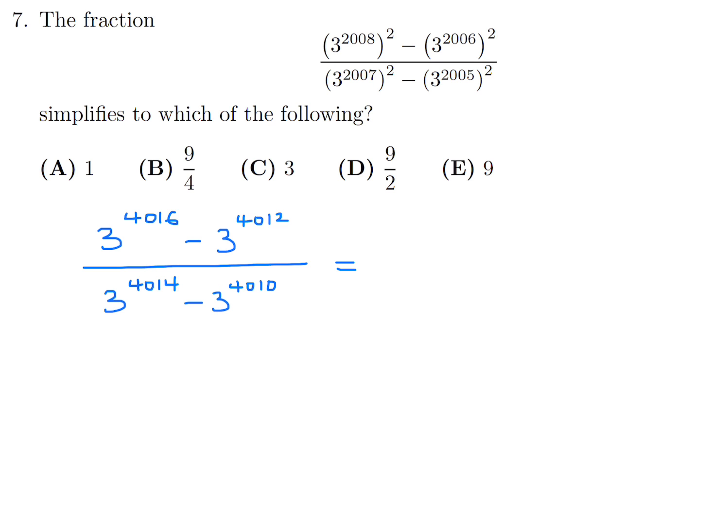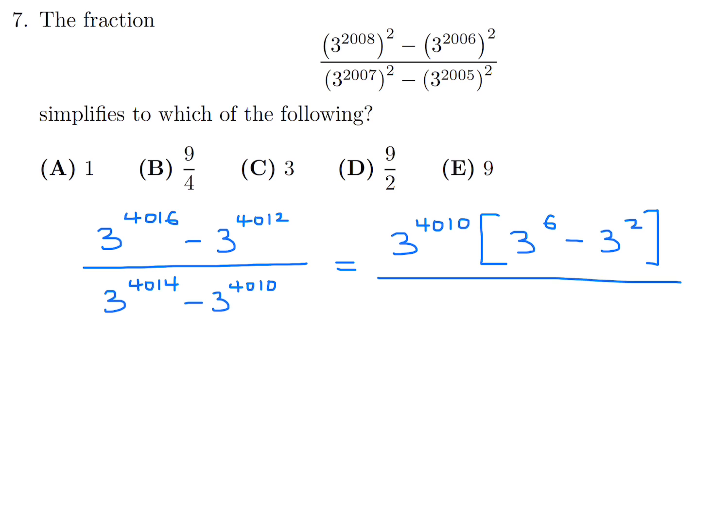And now I can factor out a very large number on top and bottom. And that number is going to be 3 to the power of 4010. And if I do, what will be left is 3 to the power of 6 minus 3 to the power of 2. And on the bottom, if I factor out the exact same 3 to the power of 4010, I get left with 3 to the power of 4 minus just 1.